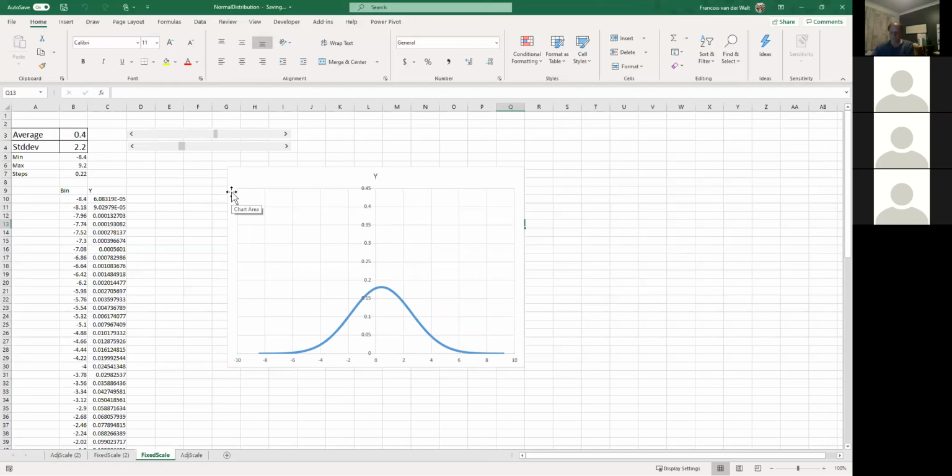This normal distribution, as I mentioned before, is very important. What is the area under this curve? What is the area underneath this curve?